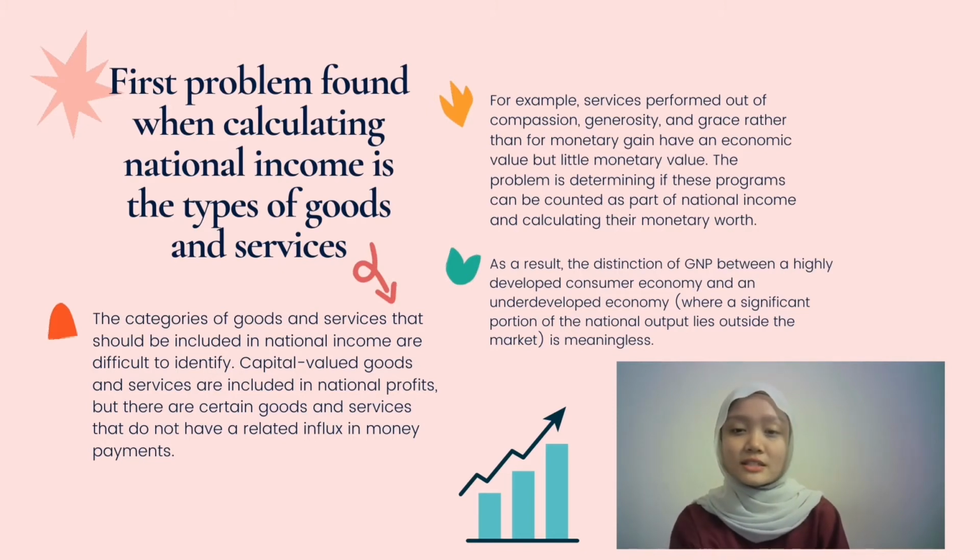For example, services performed out of compassion, generosity, and grace rather than for monetary gain have an economic value but little monetary value. The problem is determining if these programs can be counted as part of national income and calculating their monetary worth. As a result, the distinction of the GNP between a highly developed consumer economy and an underdeveloped economy where a significant portion of the national output lies outside the market is meaningless. Hence, the amount of personal services given to oneself cannot be included in the national product or income accounts.